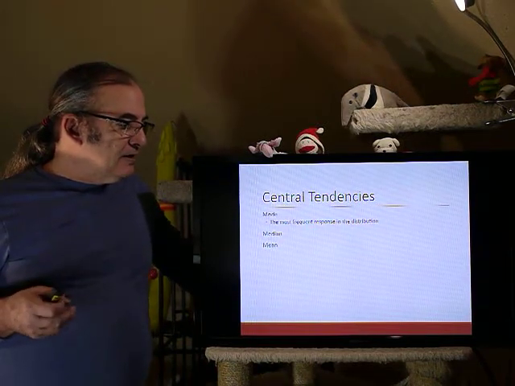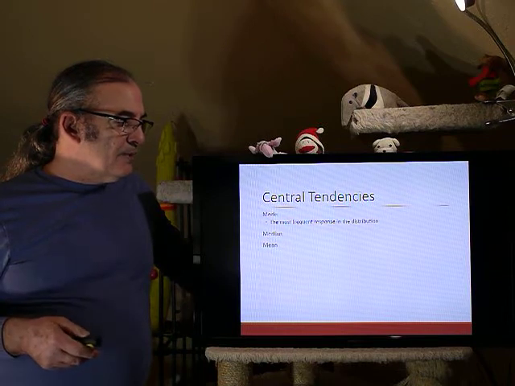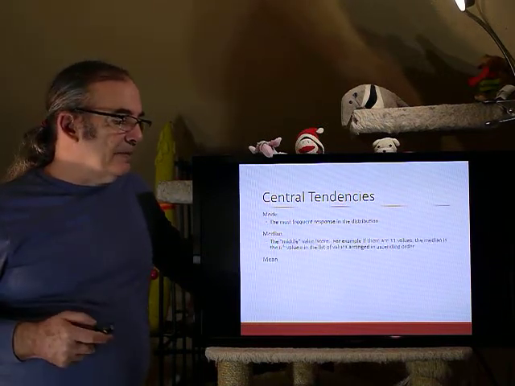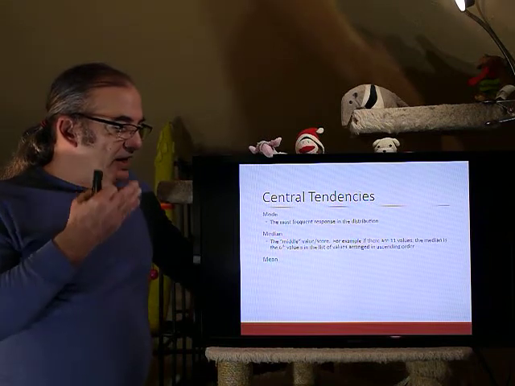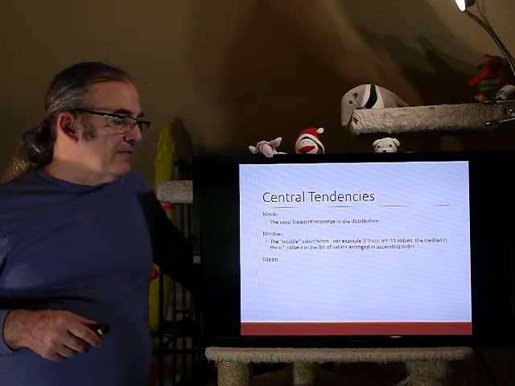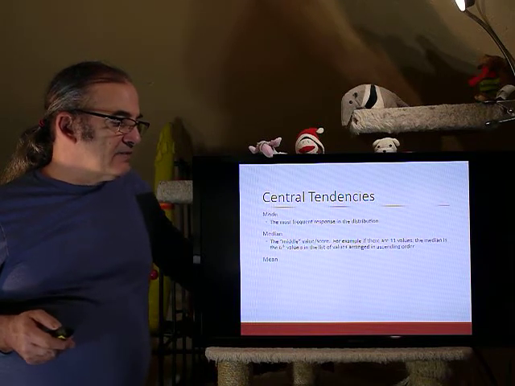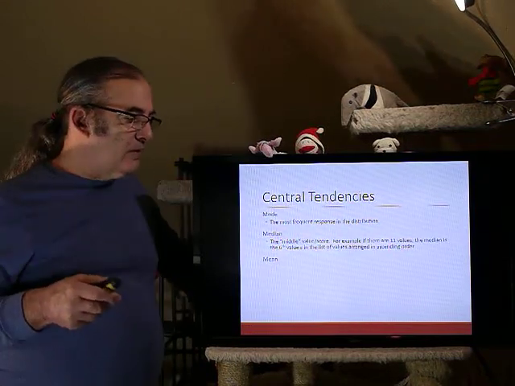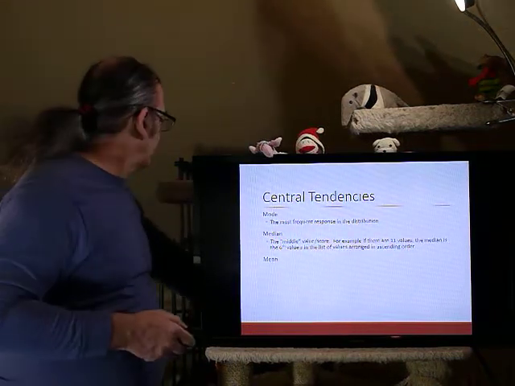So central tendencies, the mode is the most frequent response in the distribution, and that shows the highest frequency. The median, right, is the middle value score, and we'll talk about that in just a second and how to calculate it. For example, if there's 11 values, the median is the 6th value in the list of values if they're arranged in descending order. I'll show you an example here in just a minute.